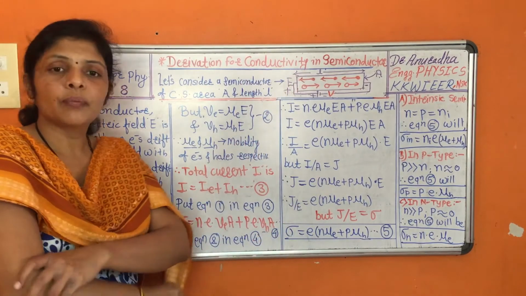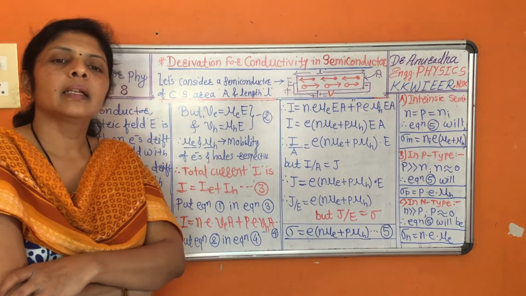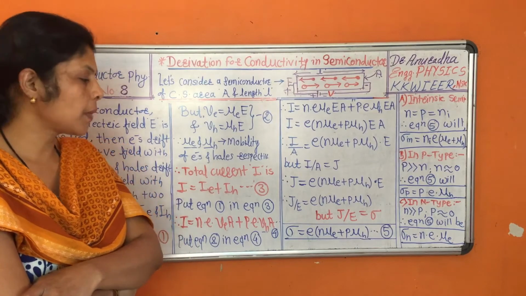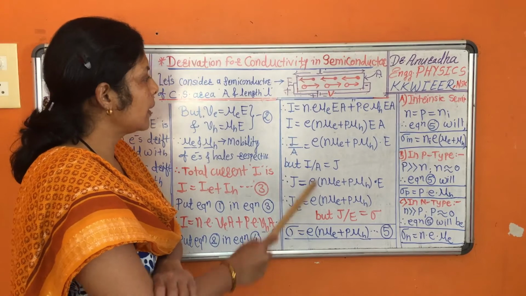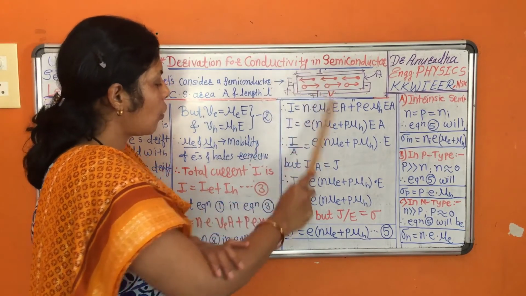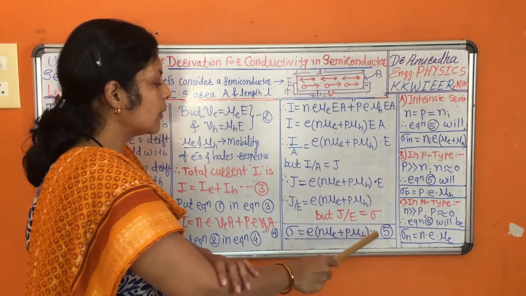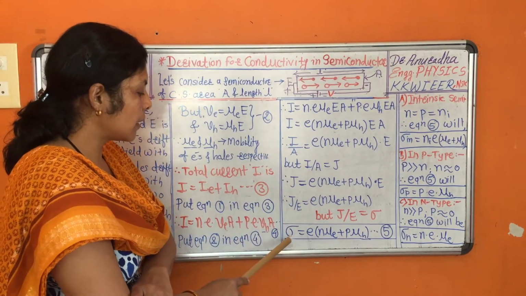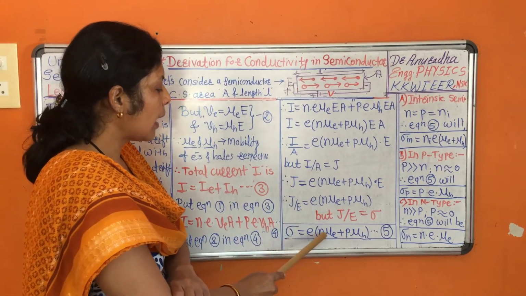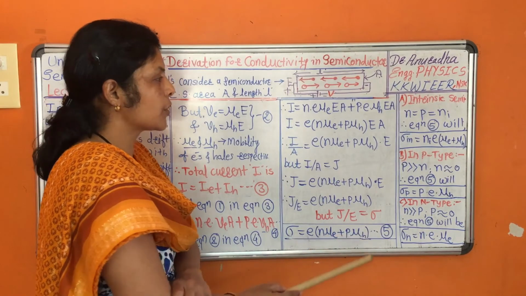The unit for sigma, that conductivity, is mho per meter or Siemens per meter. Hence we get here the derivation for conductivity in semiconductor. This is equation 5, the combined derivation for all types of semiconductor: sigma is equal to e(n mu_e plus p mu_h).